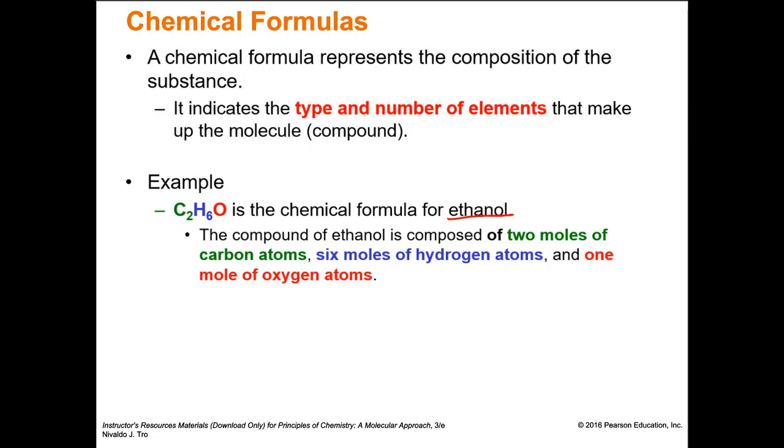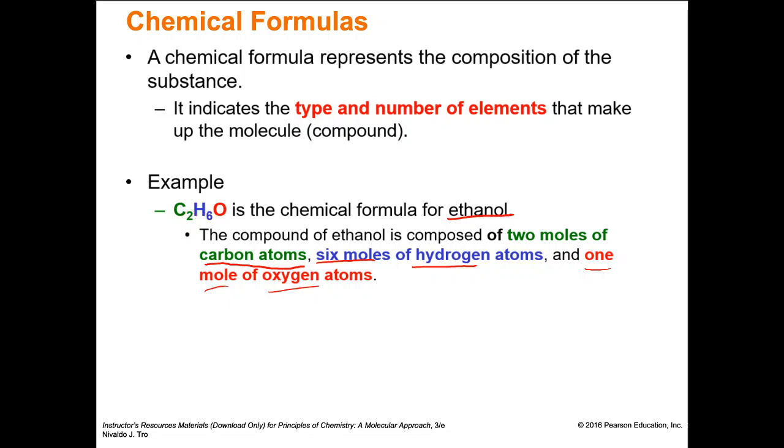Okay, so ethanol is composed of 2 moles carbon atoms. So remember we talked about the mole. 6 moles of hydrogen atoms. And 1 mole of oxygen. So these numbers indicate not only how many atoms are there. If we're talking about one molecule, then sure, we could say it's 2 carbon atoms, 6 hydrogen atoms, and 1 oxygen atom.